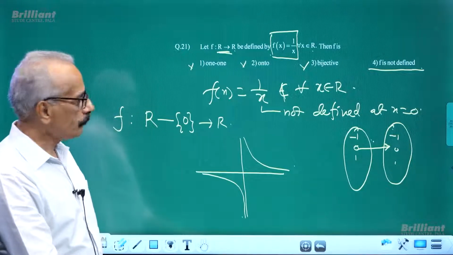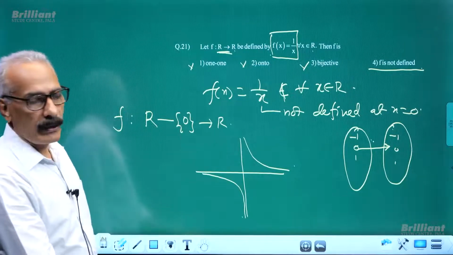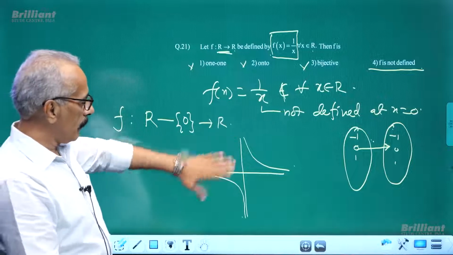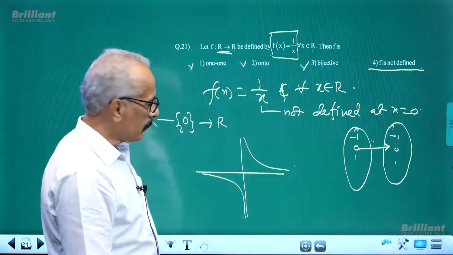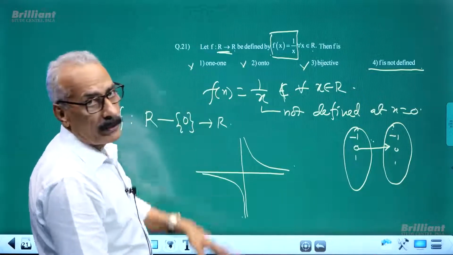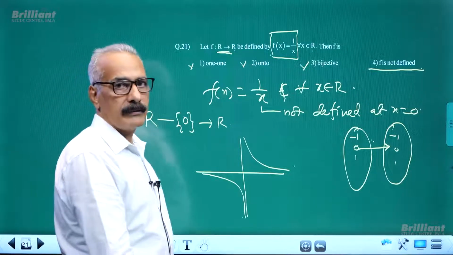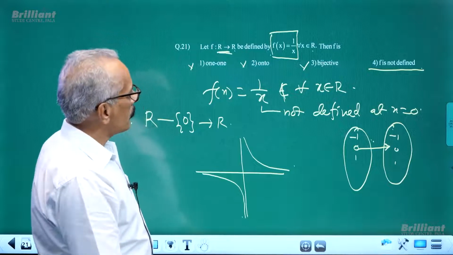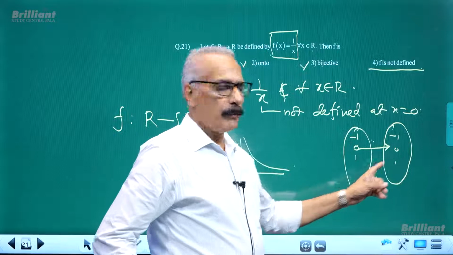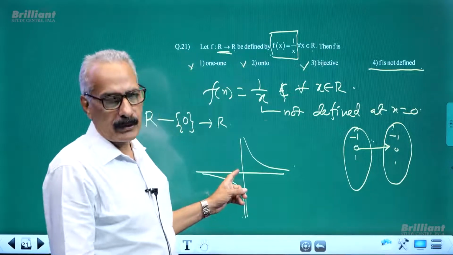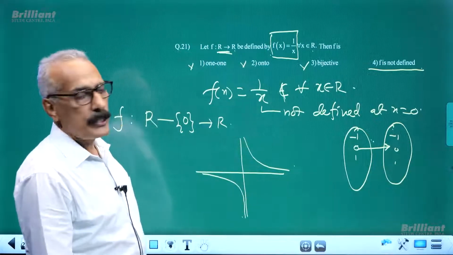Rectangular hyperbola, 0 is not there, then everywhere reciprocal is there. So you can apply the horizontal test, and the vertical test, then you can find out whether it is 1-1. It's definitely a 1-1 mapping, isn't it? But this 0 doesn't have a pre-image, right? So it is a 1-1 into mapping.